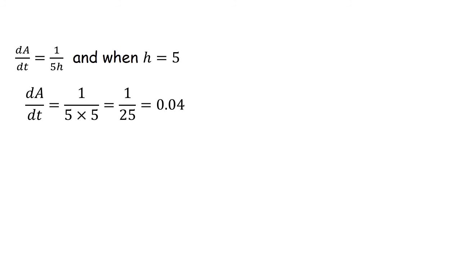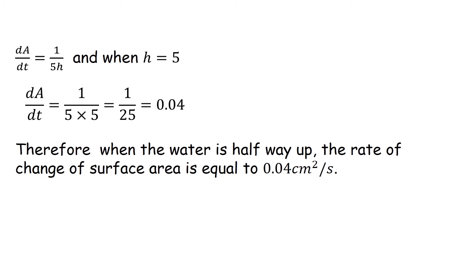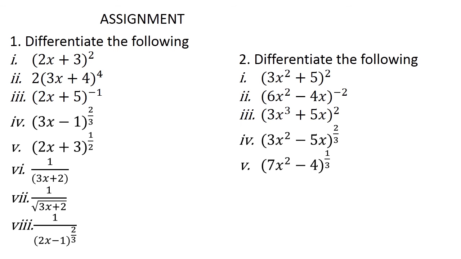So I think Jerusha, we have the same answer. Yeah, it is the same answer. So we are saying therefore when the water is halfway up, the rate of change of surface area is equal to 0.04. Shouldn't it be centimeters squared per second? So that was that. I think this was some assignment.